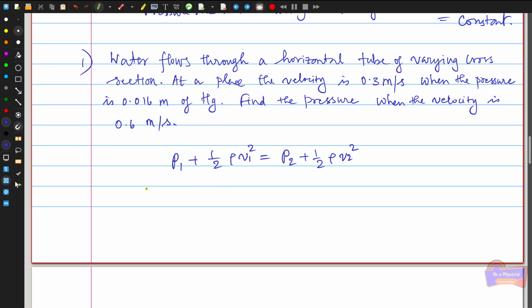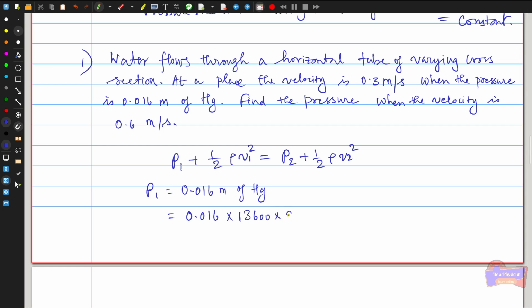So here we know that this P1 is given by 0.016 meter of Hg, which can be converted into Newton per meter squared. For that, I am going to multiply this value by 13,600 into 9.8, so that I can convert this meter of Hg into the standard SI unit, Newton per meter squared. The velocities at the two points are given as V1, which is equal to 0.3 meters per second, and V2, which is equal to 0.6 meters per second.